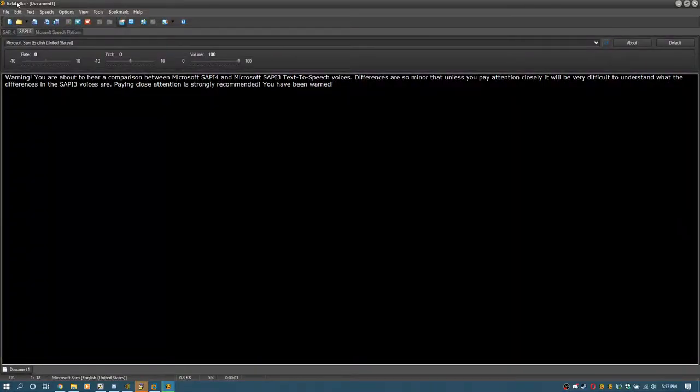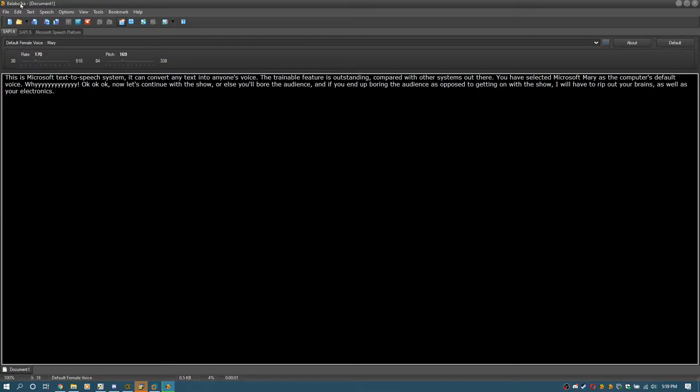Warning. You are about to hear a comparison between Microsoft SAPI 4 and Microsoft SAPI 3 text-to-speech voices. Differences are so minor that unless you pay attention closely, it will be very difficult to understand what the differences in the SAPI 3 voices are. Paying close attention is strongly recommended. You have been warned.